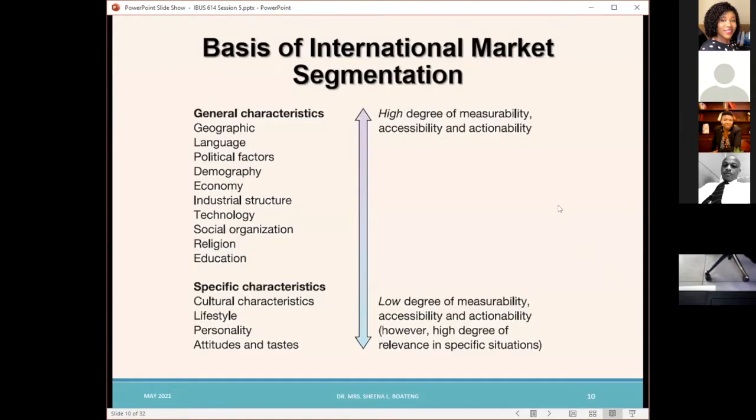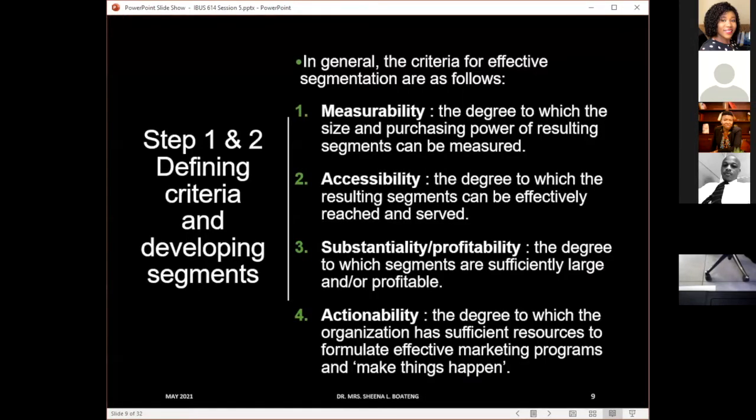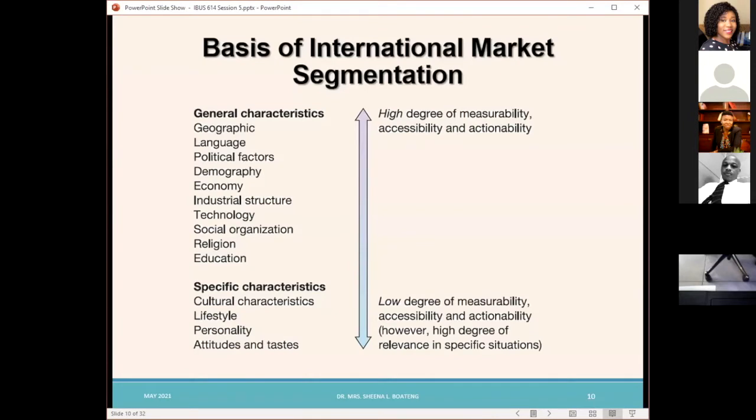So generally, when we are looking at the basis for which firms will segment international markets, we can look at it in terms of a continuum based on the factors we just talked about. Looking at markets that possess high degrees of measurability, accessibility, and actionability, right? The higher the degree of measurability, accessibility, and actionability, the more the general characteristics that this particular market possesses. Because you realize that a lot of the general characteristics are very easy to measure. And once you are able to measure them, they give you a very clear idea regarding the level of accessibility of the market and its actionability.